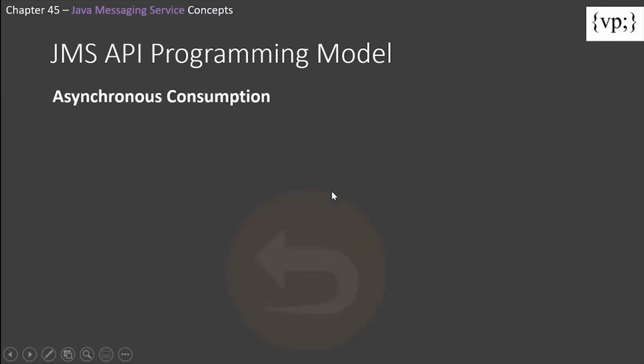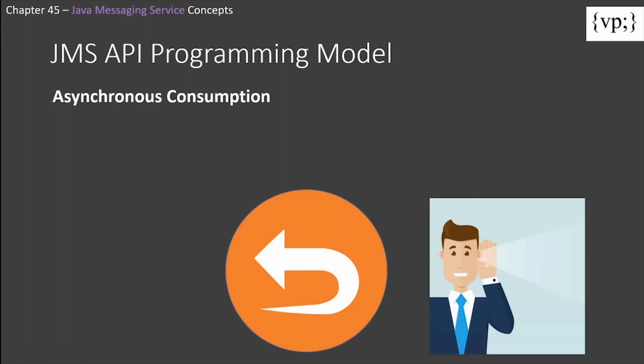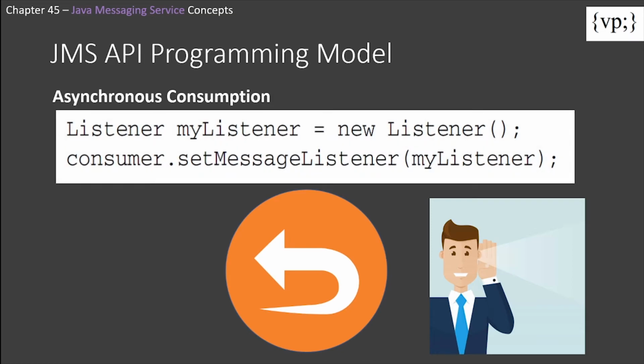For asynchronous consumption, what you would do is use message listeners. Message listeners essentially listen for a message coming in, and if it does, it will run the onMessage method that you will define. You can register a message listener just like this.